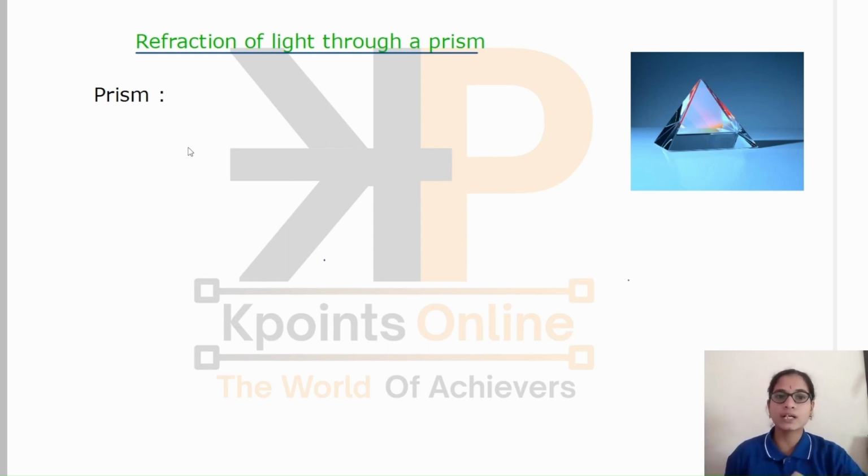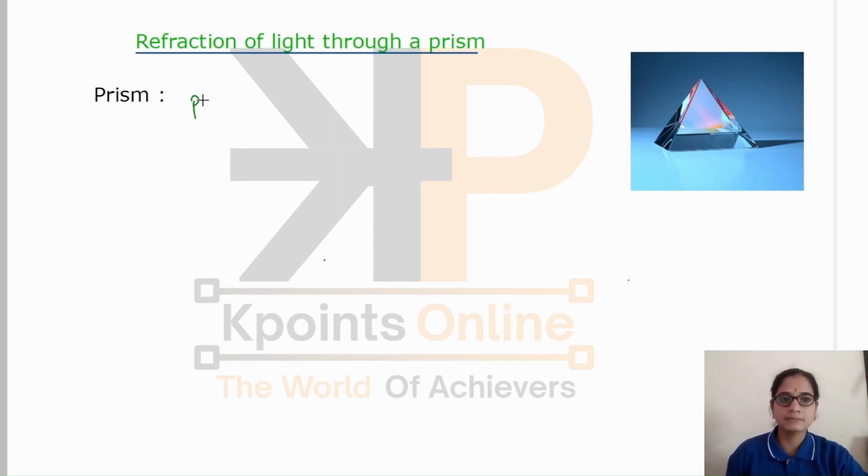Now before going to understand the refraction of light through a prism, we have to understand what we mean by prism. Basically, this prism is an optical element which is three-dimensional in shape, and it consists of at least two plane surfaces with an angle between them. This is the most commonly used triangular prism.